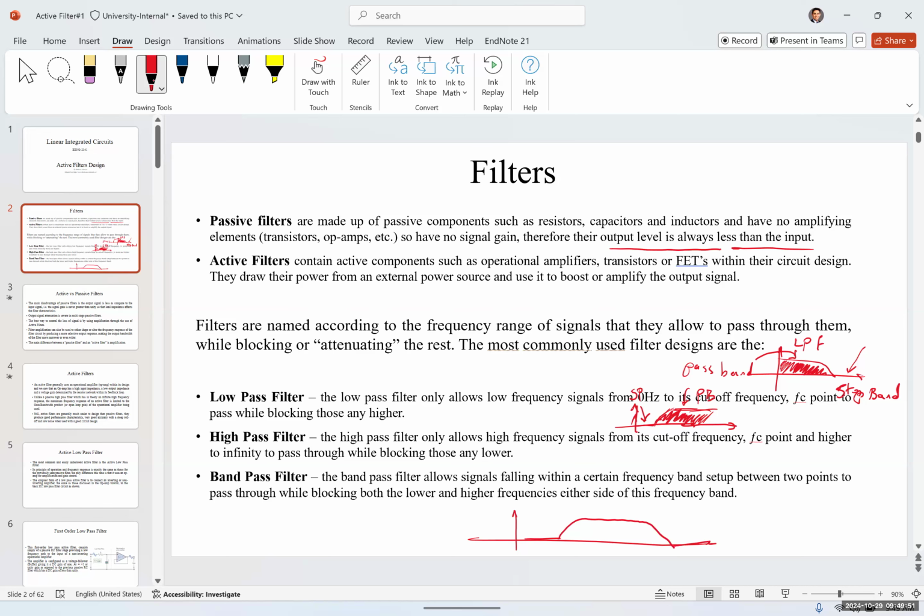looks like this. It blocks frequencies, which are, I'm going to say, the stop band, and the pass band. So it passes a certain frequency range and stops the frequencies which are lower than the lower cutoff frequency and higher than the upper cutoff frequency. So only the frequencies between two points, the lower cutoff frequency and the upper cutoff frequency, are passed, and everything else is blocked.